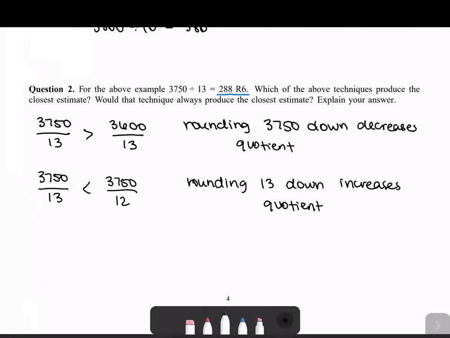Okay, so this is how we find compatible numbers in division. That is all for section 4.1, mental math and estimation. We'll come back for 4.2. So that's all for this video.